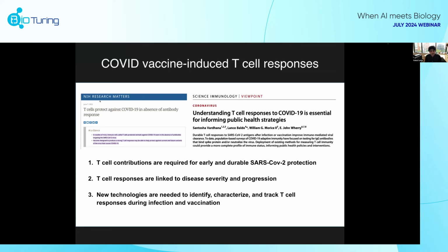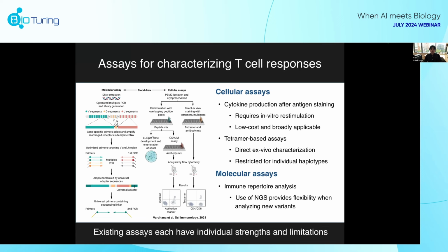And so there's a recognition in the community, though, that while it's very easy to measure antibody titers, it's a lot more difficult to be able to identify, characterize, and track T cell infection, and we need new molecular assays to be able to do that. John Wherry, who's a leader in this field, actually wrote an editorial talking about different types of assays that could be used to understand and characterize T cell responses in both vaccination and infection.